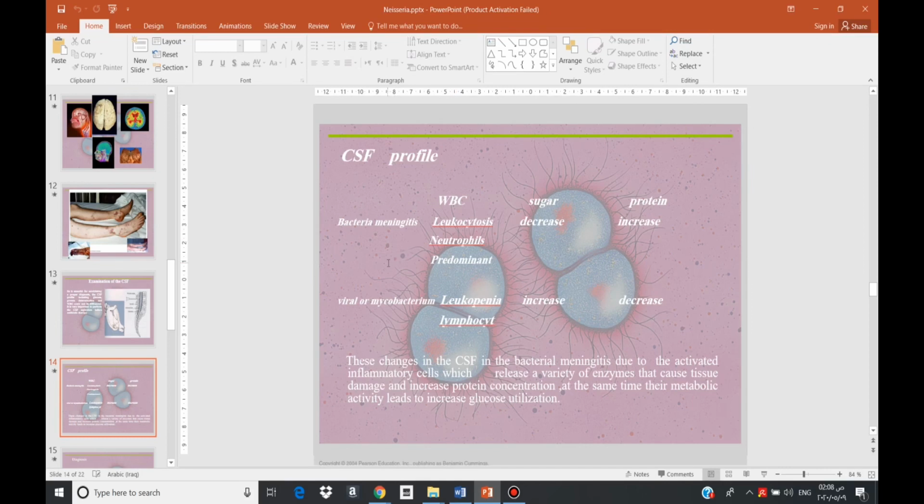طبعا مثل ما نعرف انه المننجايتس يمكن تكون bacterial cause or viral cause، فحتى نميز بين البكتيريال مننجايتس عن الفيرال مننجايتس لازم نسوي البروفايل اللي هو عن طريق الوايت بلاد سيلز والشوجر والبروتين. نشوف دائما بالبكتيريال مننجايتس الوايت بلاد سيلز عالية، يعني ليكوسايتوسيس، والشوجر ديكريز والبروتين انكريز. while in the viral meningitis نشوف ليكوبينيا والسيلز هي دائما ليمفوسايت والشوجر انكريز والبروتين ديكريز. طبعا هذا الاختلاف أنا كاتبت لكم ليش راح يصير، لأنه دائما هذا سؤال أسئلة للطلاب، فعليكم أنه تقروا.